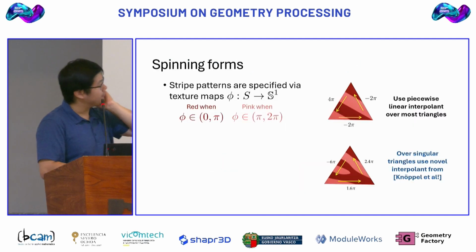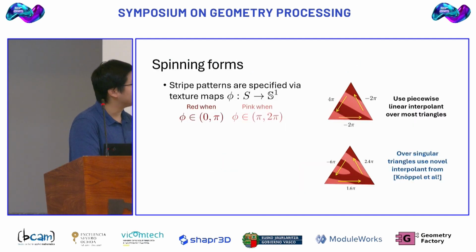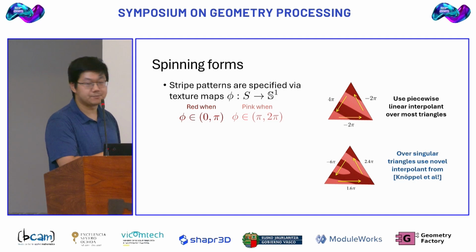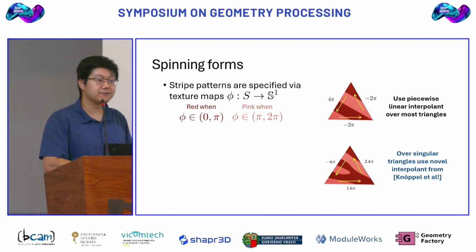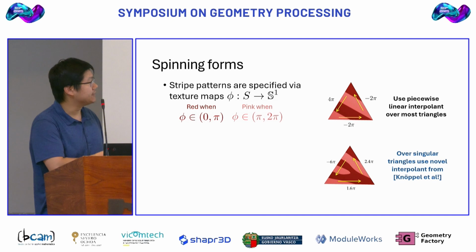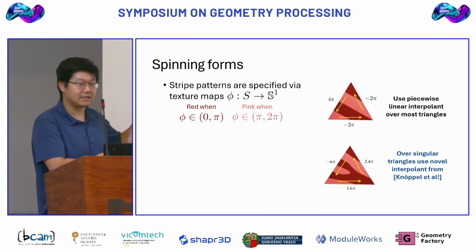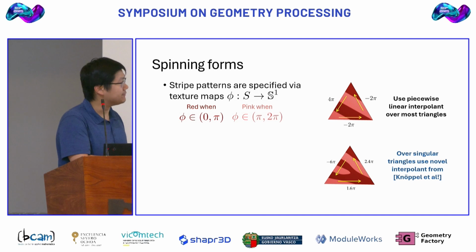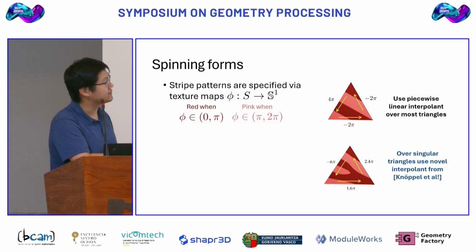Okay, so the very first point that I thought is interesting, and I hope people take away, is this notion of a spinning form. So stripe patterns, you can think of them as being specified by a periodic function over your surface. So when the function is in one half of the circle, you color it red, say, and when it's in the other half, you color it pink. And I have some examples of individual triangles on such a stripe pattern, potentially.